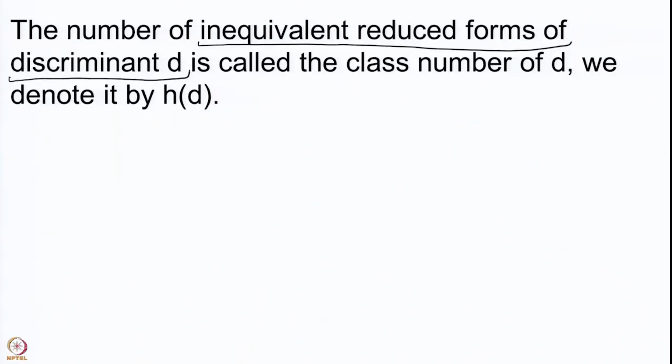Right now what we see is that if you are given a discriminant D, look at the reduced forms of that discriminant, look at the inequivalent ones among them, that number is called the class number of your given discriminant D, and we will denote it by H of D. In the next lecture we will see that the number of reduced forms which are equivalent to each other is just one, which means that any two forms which are reduced and equivalent will have to be the same forms.